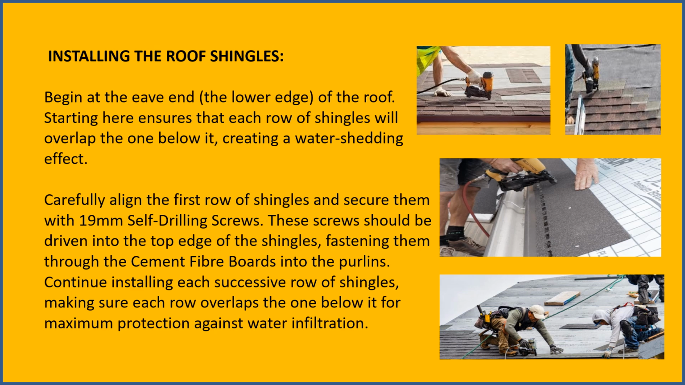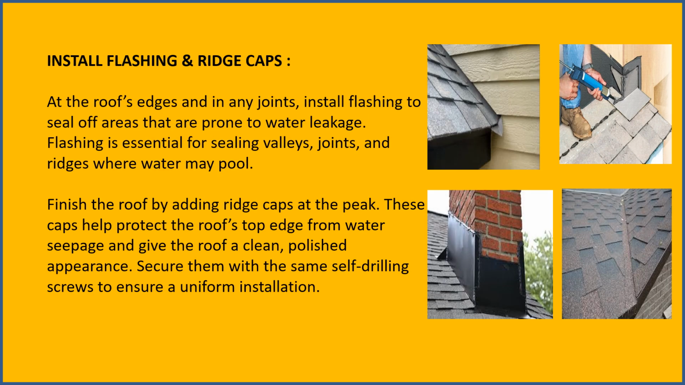Continue installing each successive row of shingles, making sure each row overlaps the one below it for maximum protection against water infiltration. Install flashing and ridge caps at the roof's edges and in any joints. Install flashing to seal off areas that are prone to water leakage. Flashing is essential for sealing valleys, joints, and ridges where water may pool.